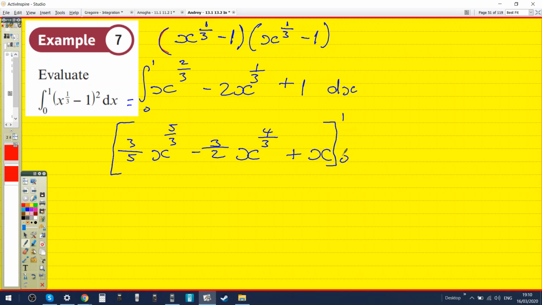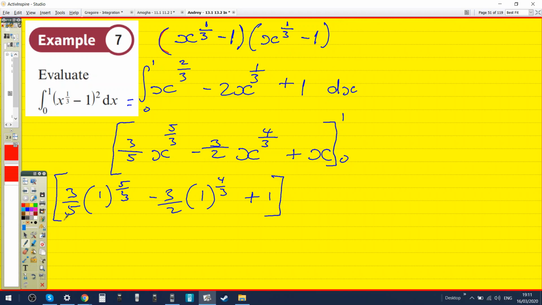You sub 1 for x, and then you take away what you get when you sub 0 for x. So 3/5 times 1 to the 5/3. So wherever there's an x, sub in 1. And so that whole thing, take away what you get when you sub in 0. Oh, right.